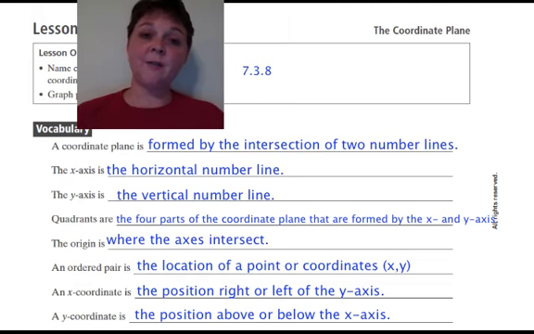Pause the video at this time if you need any more time to copy down these definitions. Once you're done copying them down, begin the video again.